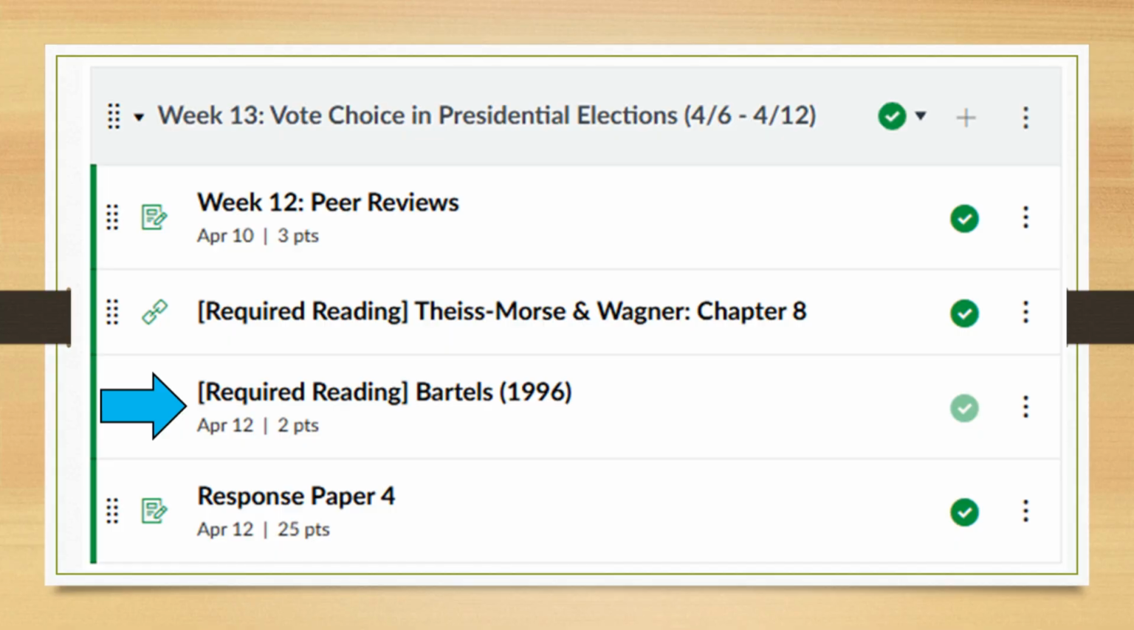Finally here, Bartels, 1996, the reading from this week, in addition to the textbook, argues, pushing back against the view that was popular at the time, that even if people do not have a very clear view of ideology, clear ideological preferences, or complete information about all of the different policy priorities and campaign promises, they can behave as if rationally and make a good enough decision at the ballot box.